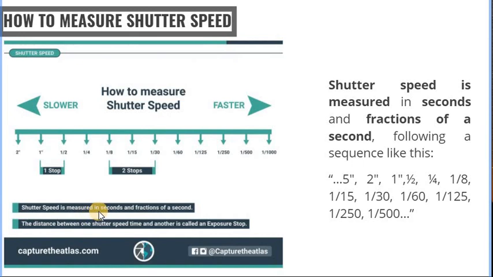So, shutter speed is measured in seconds and fractions of a second. So, the distance between one shutter speed time and another is called the exposure stop. Ito, exposure stop yan. So, shutter speed is measured in seconds and fractions. Ito yan. Kaya nga 1 over 15, 1 over 30, 1 over 500. So, kapag may nakita kang ganyan, anong pinakamalaki dyan? For example, yan, given, from 5 to over 1 part of the 500.